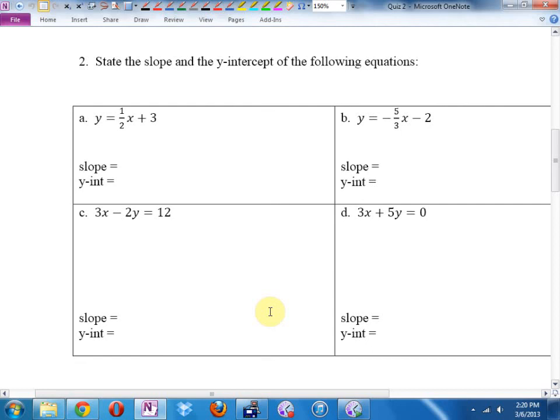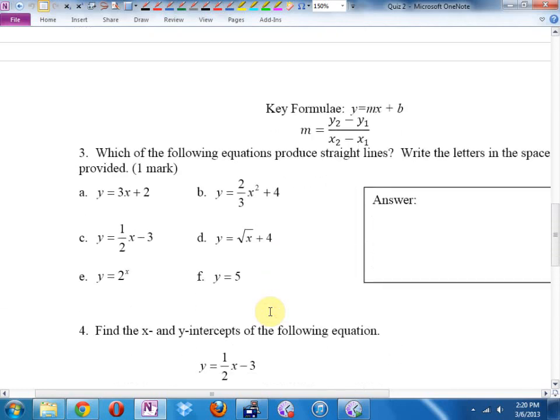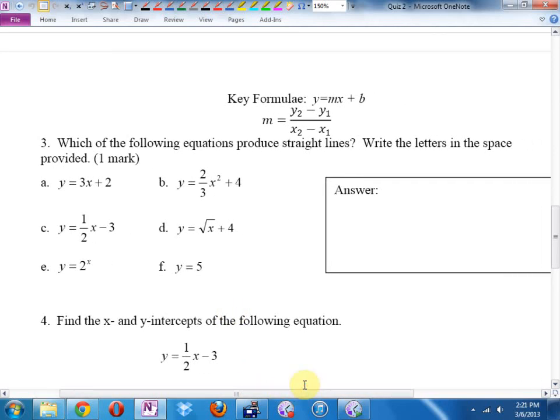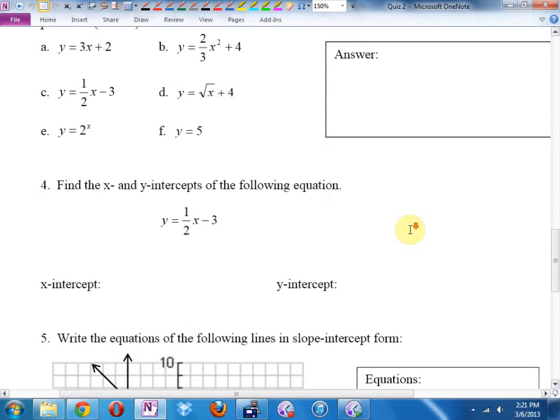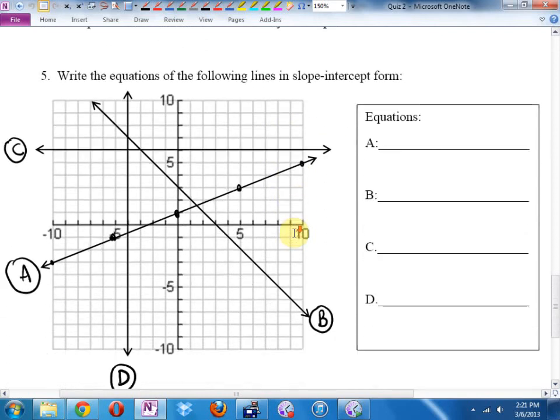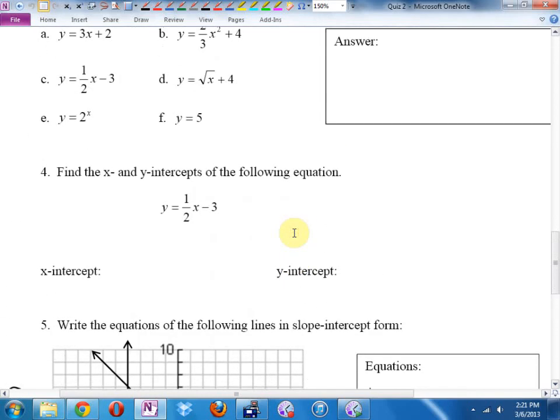Turn the page over. Question number 3, which of those 6 equations, A, B, C, D, E, and F, produce straight lines? Just write the letters that you think are straight lines and not curves in that space. Number 5, find the x-intercept and the y-intercept of that equation there. I think the y-intercept is pretty easy to find. The x-intercept will take a bit of work, and I think it's a decimal. And then, sorry, that was number 4.